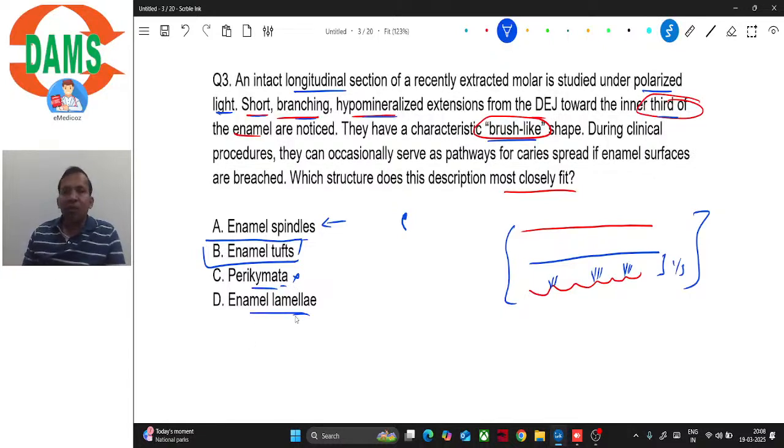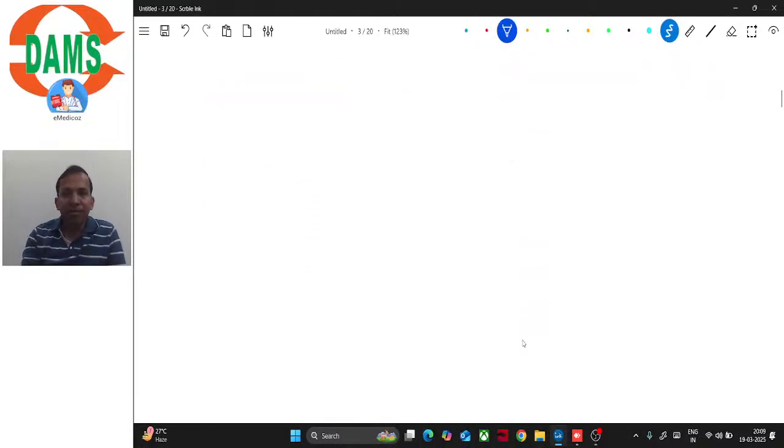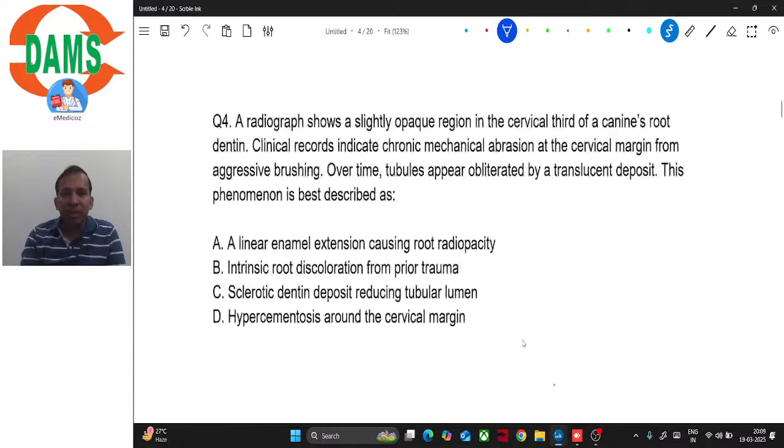Enamel lamellae. What are enamel lamellae? These are leaf-like structures or leaf-like defects extending from the surface to the DEJ, right? So these cover the entire thickness of enamel, but here we can see that they are restricted to the inner third. So option B, that is enamel tufts, is the correct answer. Yes, very good everyone. B is the correct answer.